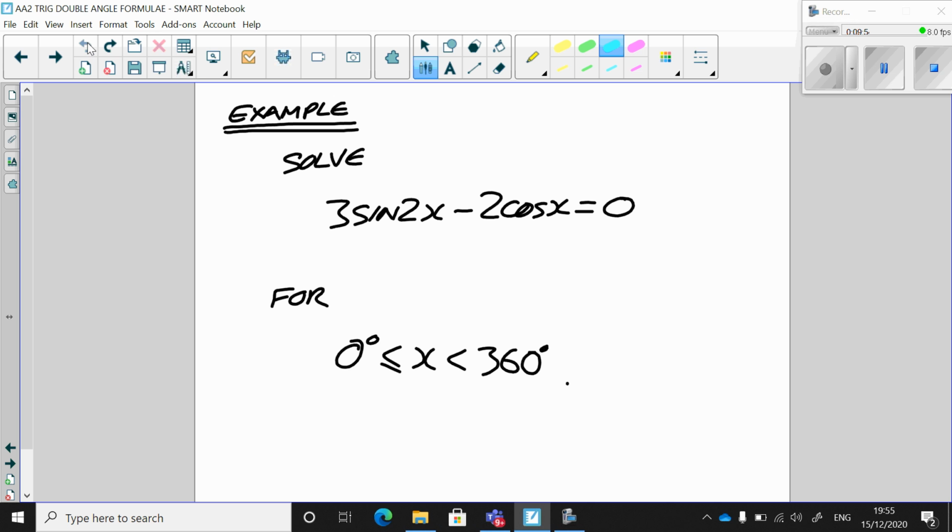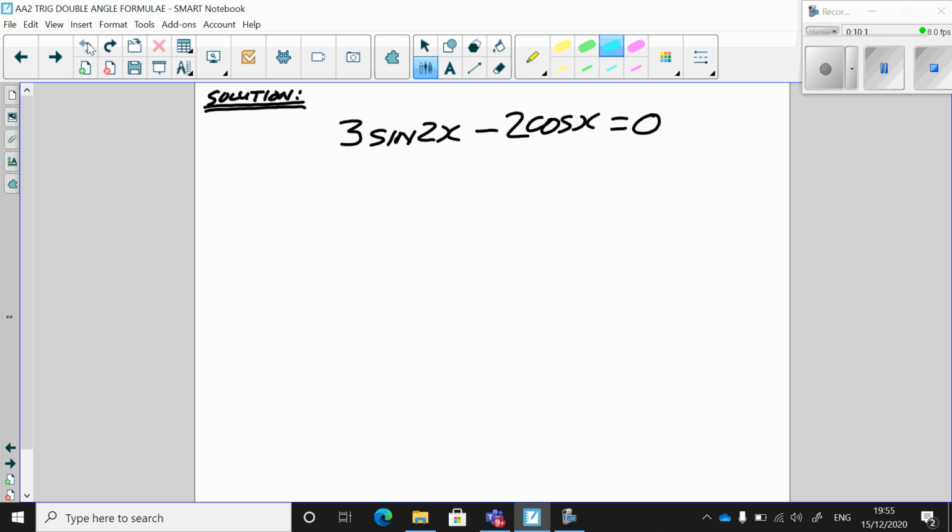Right, let's go for another one, since we're on a roll. I hope you noticed I'm speeding up here, as this isn't the basic trig stuff. So 3 sine 2x, take away 2 cos x equals 0. It's sine 2x we're looking at here. It's going to get replaced. There's only one replacement: 2 sine x cos x. But notice there's a 3 at the front.